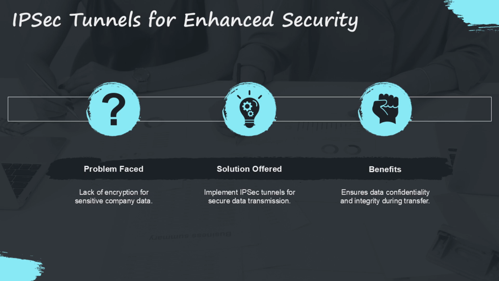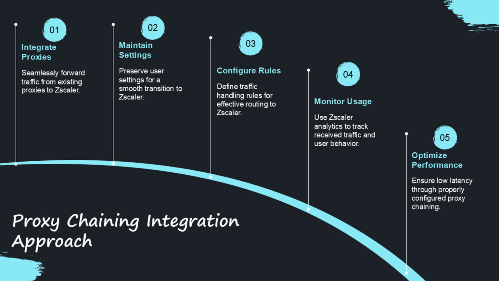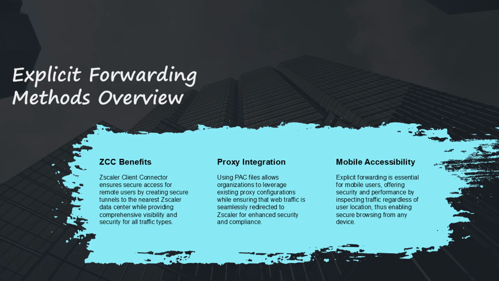Now, IPSec tunnels work in a similar way, but with added encryption, making them suitable for organizations with specific security requirements. Proxy chaining, on the other hand, enables integration with your existing proxy infrastructure by forwarding traffic from your current proxy servers to Zscaler. All of these methods are ideal for fixed locations and support any type of traffic without requiring endpoint configuration.